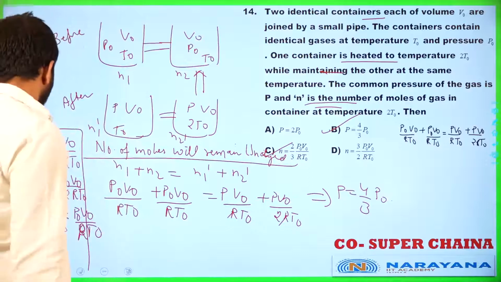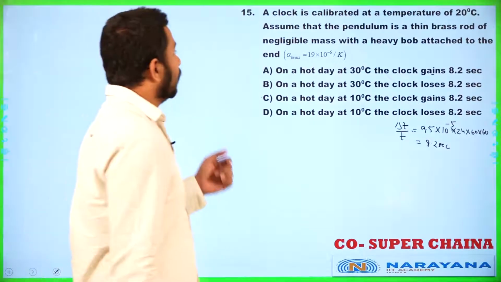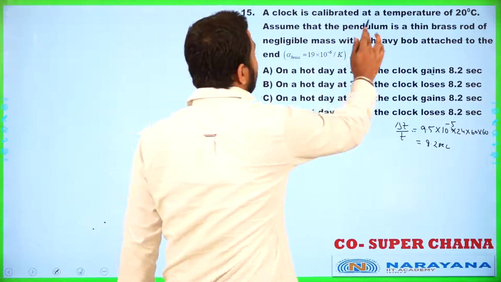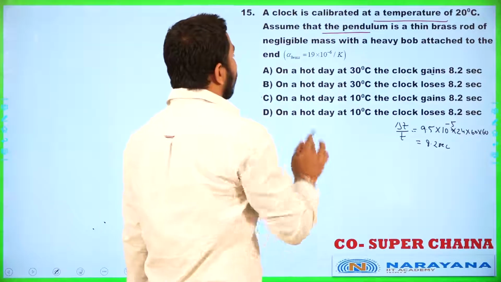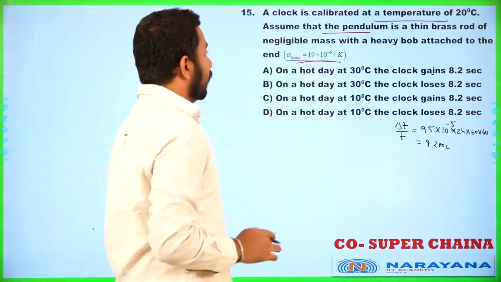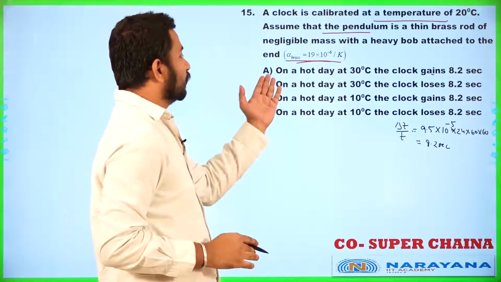So let's proceed to the next one now. Here, students, a clock is calibrated at 20 degrees Celsius. You have to calculate alpha brass here. Alpha brass is given, and you have to calculate from the options.